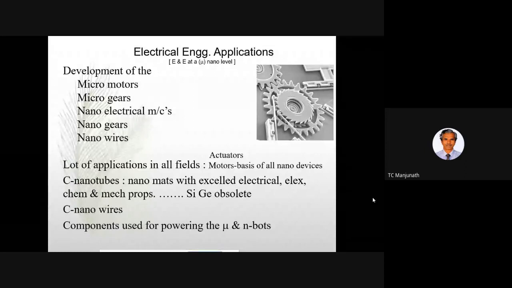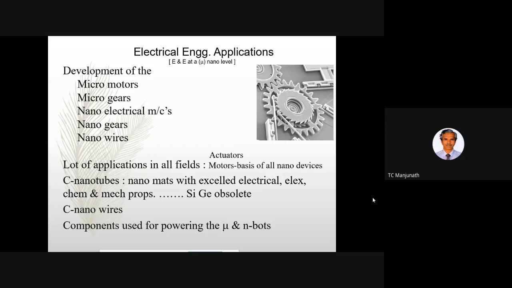As science and technology developed with electronics and VLSI technology, motors became smaller and smaller. First came the micro motors, then the nano motors. That also led to micro gears. You might have heard of the small gears used in motors. Normally gears are used to reduce the speed and increase the torque, where N1/N2 = T1/T2. These micro and nano motors find a lot of application in almost all nano devices, nano robots, and micro robots.